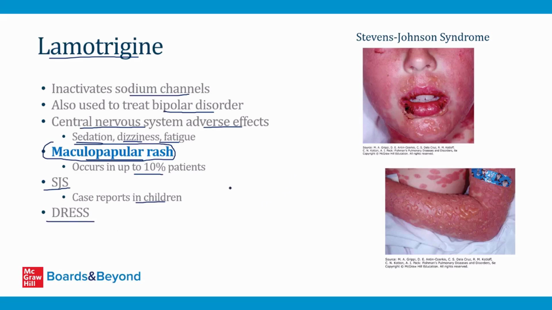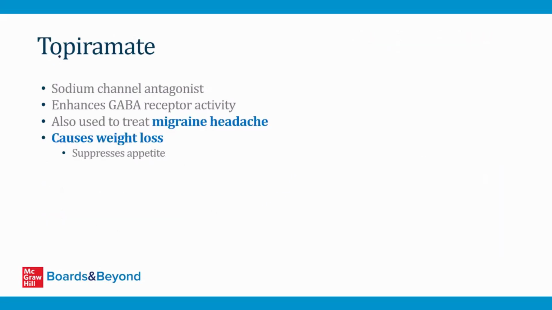Okay, our next anticonvulsant drug is topiramate, which has a couple of effects that are beneficial in seizure disorders. First of all, it's a sodium channel antagonist, but in addition, it enhances GABA receptor activity in the central nervous system. Besides being used for seizures, topiramate is also used to treat migraine headache, which I talk about in another video. And one of its effects that's often beneficial for patients is that it causes weight loss, suppresses the appetite, and so patients who are a little bit overweight or who want to lose weight often like being on this drug for this reason.